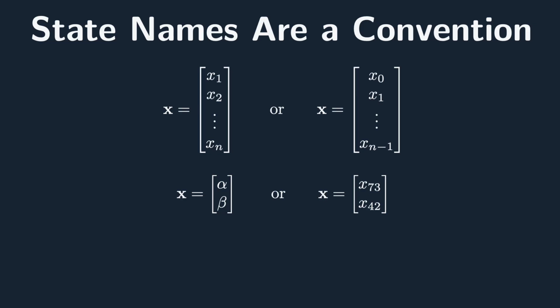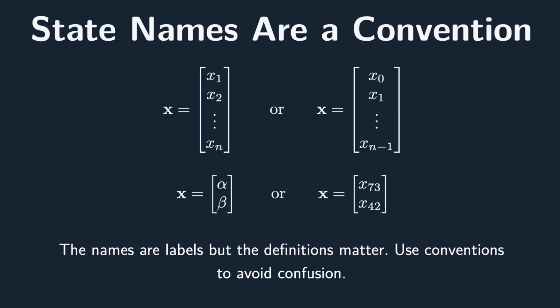The order of the states is also a convention. This means the order in which the variables appear in the state vector. Changing the names or the order can make the equations look different, even when the underlying system is the same. This is why conventional notation is useful. When learning state space, it is usually best to use standard names like x1 and x2, or whatever convention your subject uses, and to put the states in a sensible order. The key point is this: the names are labels, but the definitions matter.